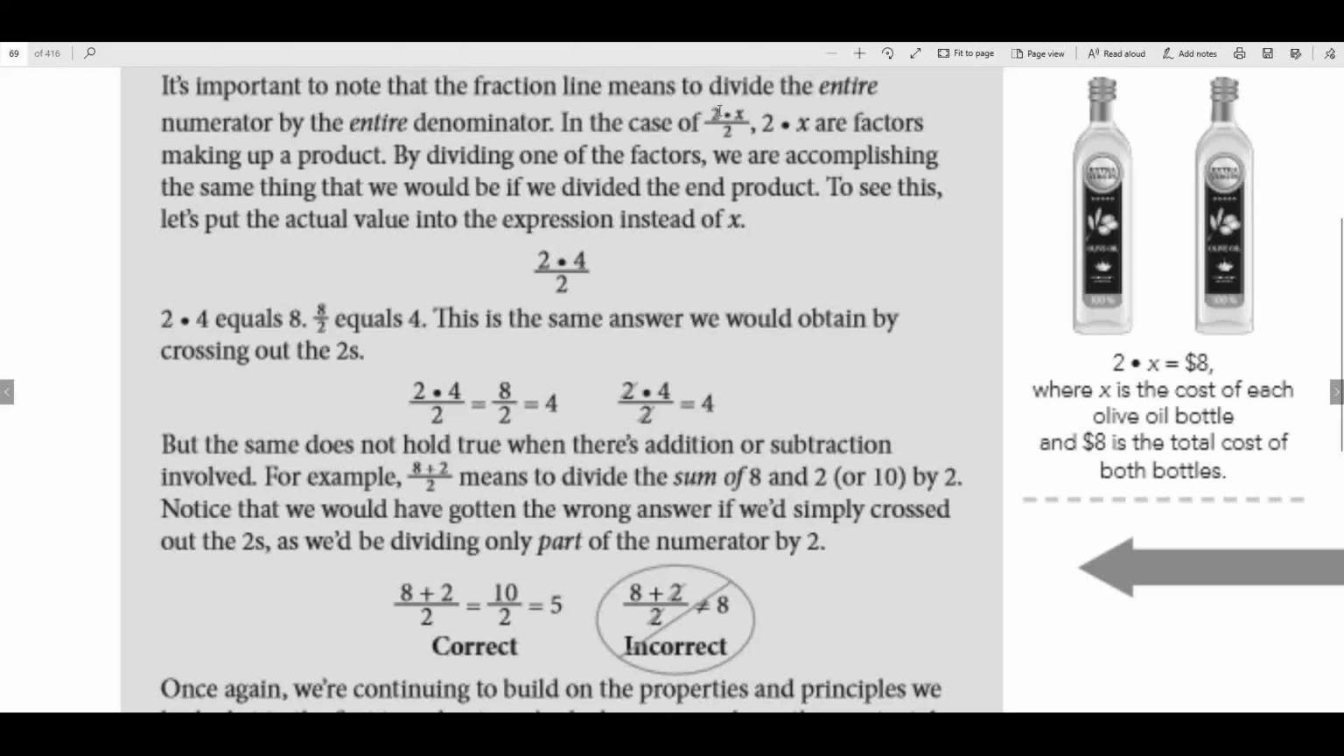That's why you can say 2 times x would be the same thing as something like this. It's one quantity. It's not 2 separate quantities. It's one quantity. So 2 times 4 equals 8. 8 divided by 2 equals 4. Same answer you'd obtain by crossing out those 2's. See how they've crossed them out?